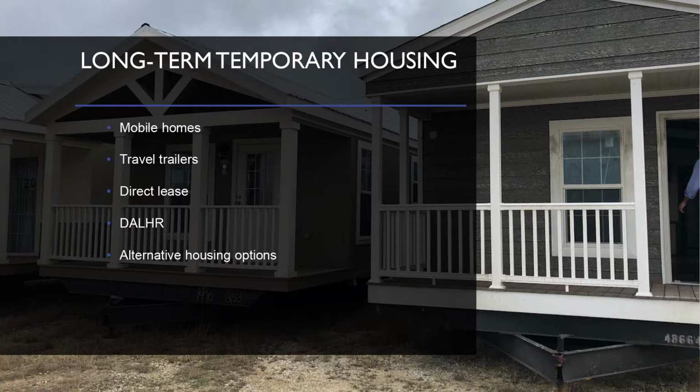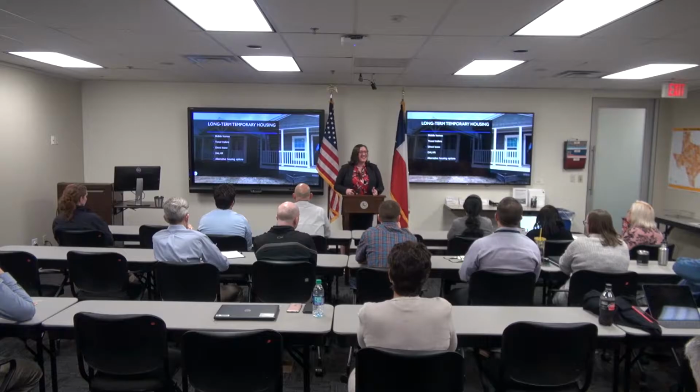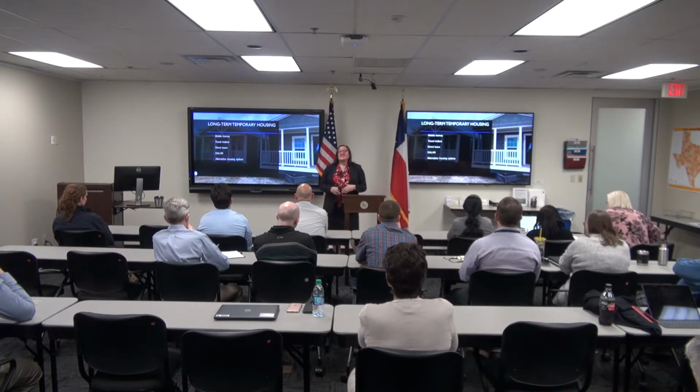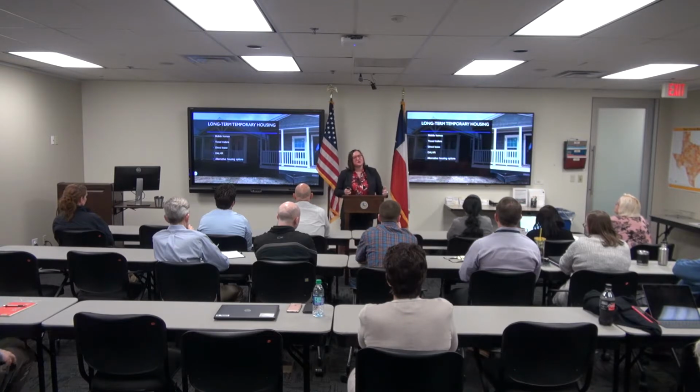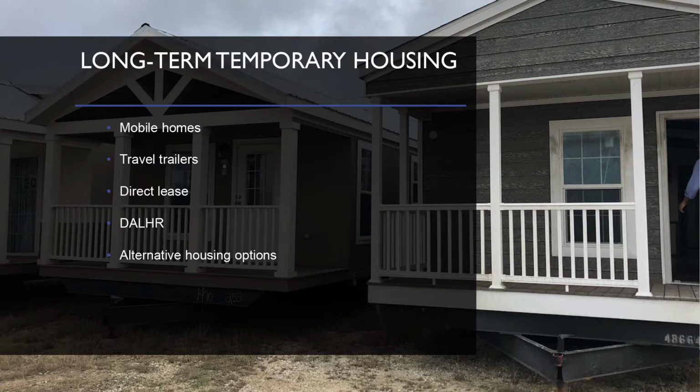So what I like to call long-term temporary housing, because it's not permanent by any means, but we know the reality is this is more of a long-term temporary option. Mobile homes or manufactured homes is one option. Travel trailers is an option. Direct lease was a program we used during Hurricane Harvey where we looked at apartments that aren't traditionally on the apartment rental list, so corporate apartments or extended stay sort of living environments, Airbnb, all those type of housing options.